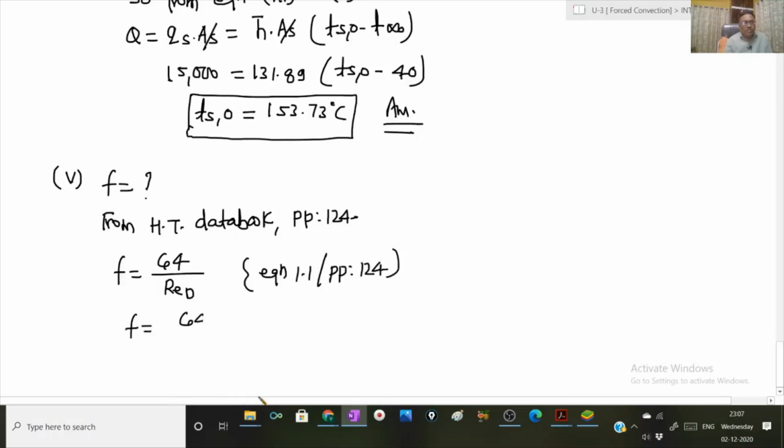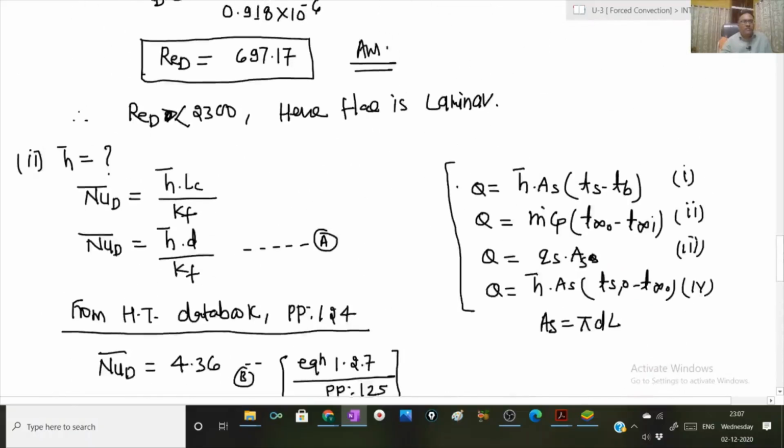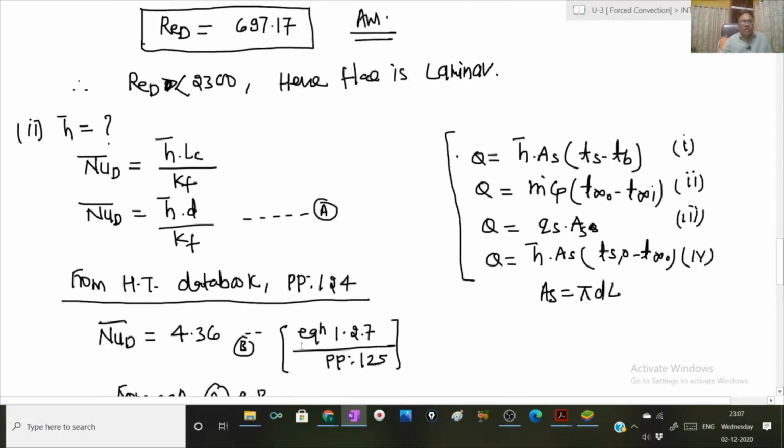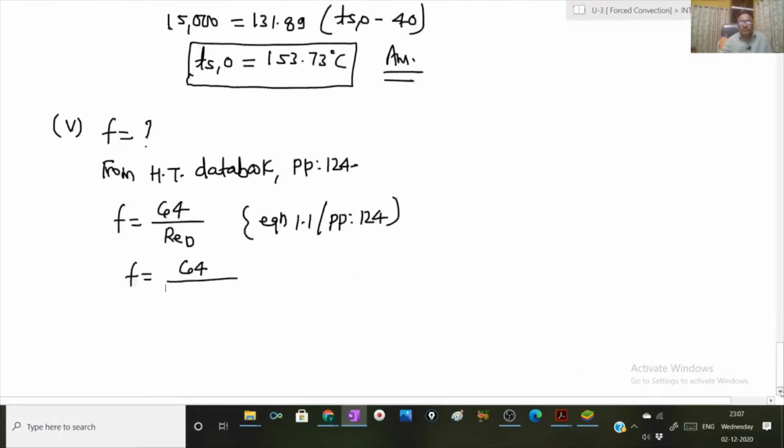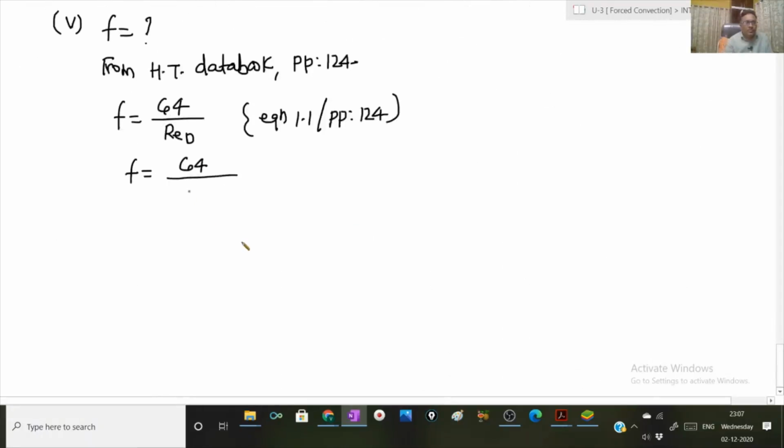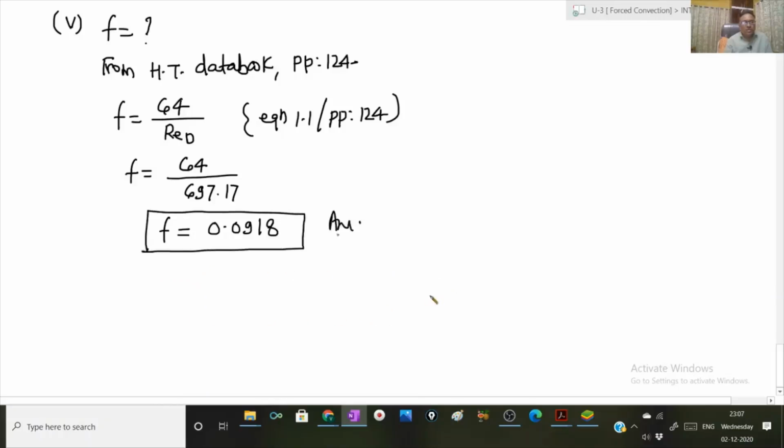So we have the value of Reynolds number as, let me refer to this value, 697.17. So from here the value of the friction factor comes out to be 0.0918. Answer number 5.